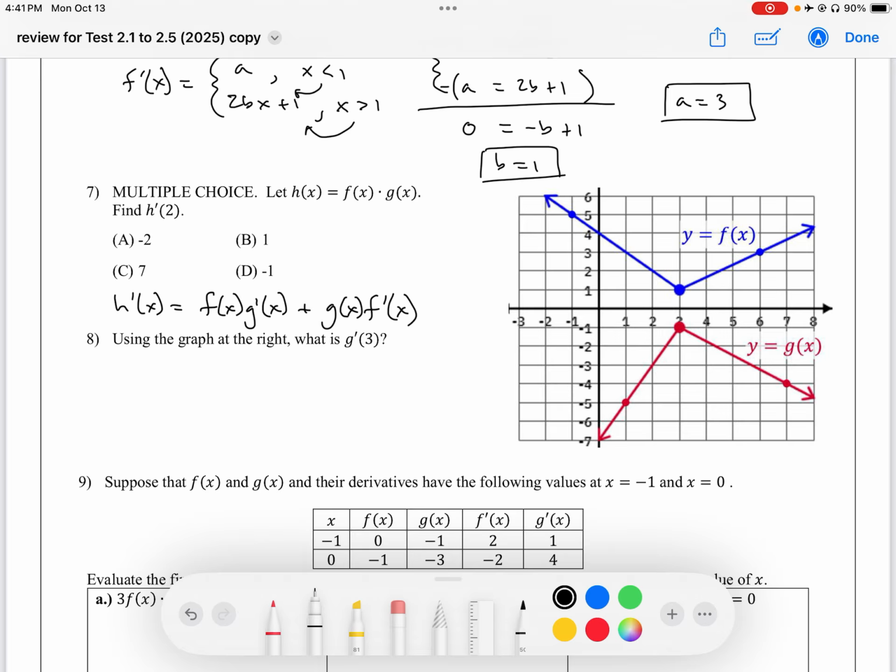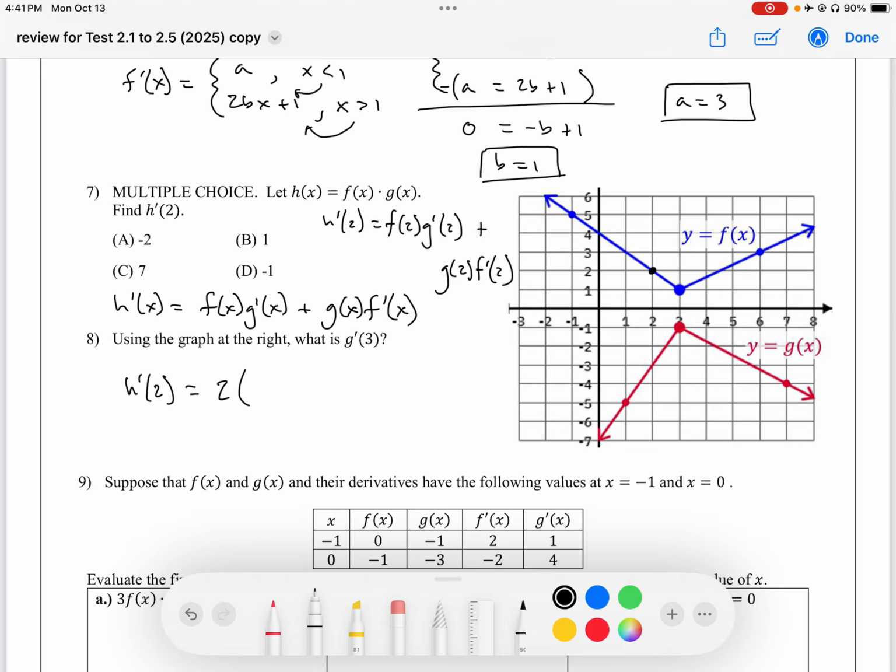And so if we want to find H prime of 2, H prime of 2 is going to be F of 2 times G prime of 2 plus G of 2 times F prime of 2. Okay, so we can just read those values off the graph now. I'm going to write it down here and then erase it, but H prime of 2 would equal, so F of 2 looks like it is right here. So F of 2 is 2, so that'd be 2.